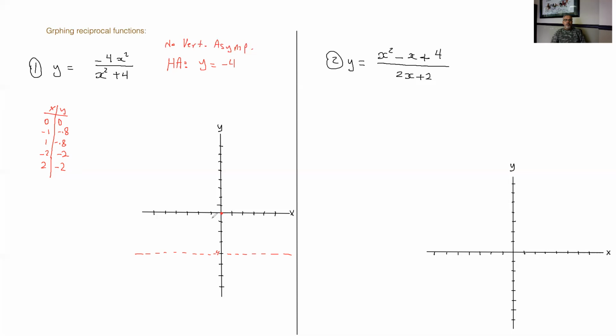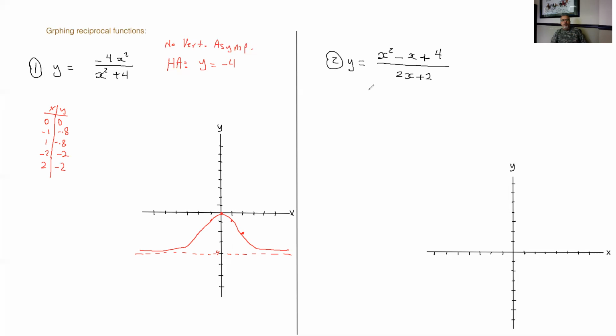So let's just plot those points. So we have -1 and -0.8, 1 and -0.8, approximate, and then -2 and -2, and 2 and -2. So these are enough points because I have a horizontal asymptote. So I know this is gonna do this and get very close to the horizontal asymptote, and it's gonna do this. Same thing here, and then just level off right there. So that's the kind of graph you're gonna get for this one.